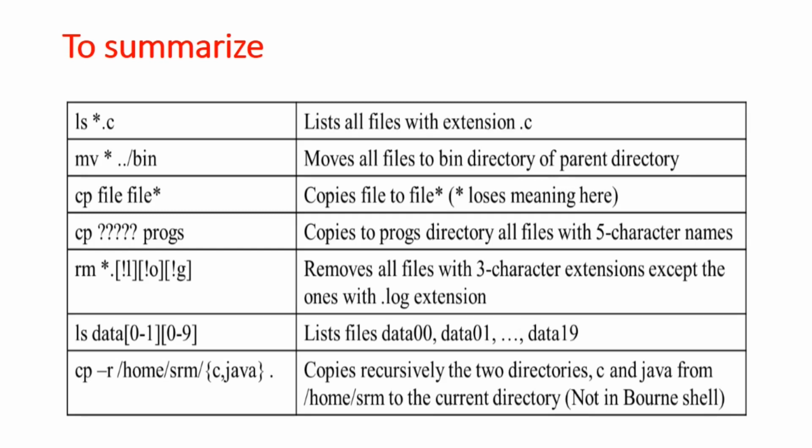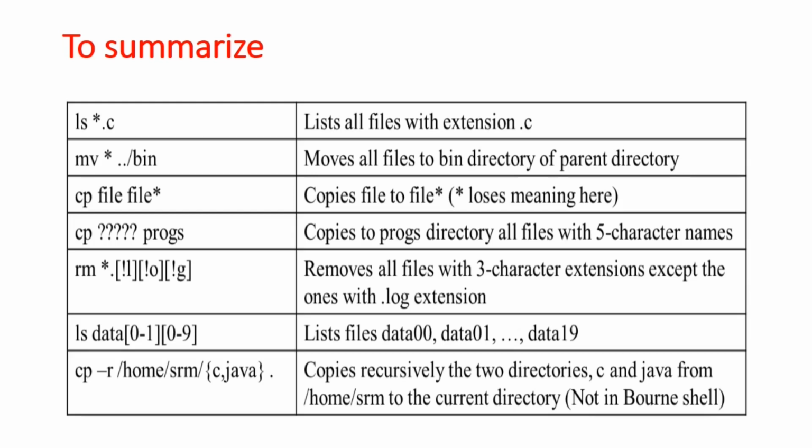That is the meaning. Next one, rm star dot, not l, not o, not g, which removes all the files with 3 character extensions except the one with the dot log extension. So if the file extension contains only 3 characters, all those files are removed except the one with the dot log extension, because we are using not l, not o, not g, which indicates not dot log.